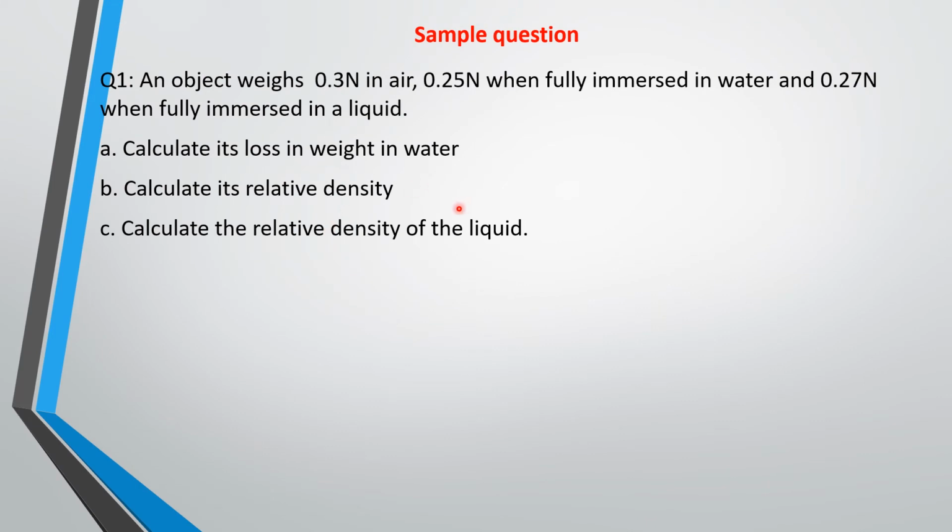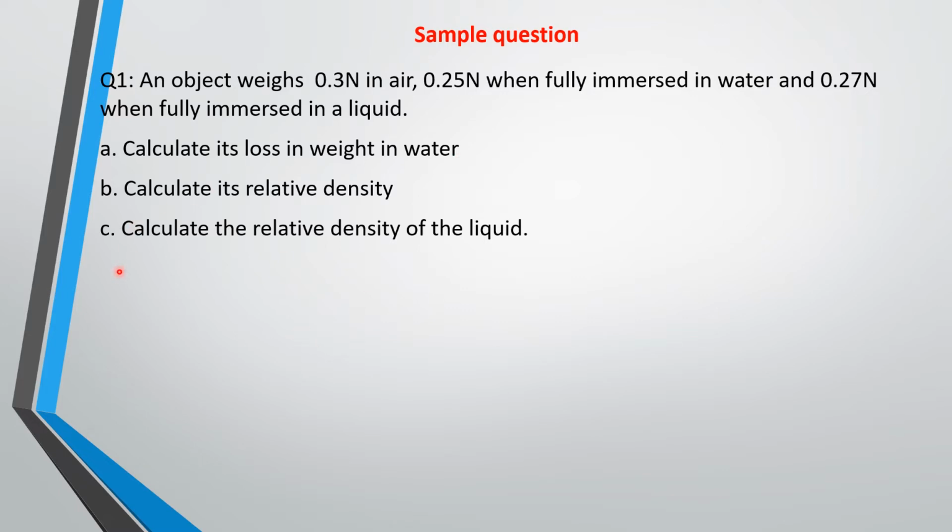Okay, so this is a question that we need to look at and then solve. The question says that an object weighs 0.3 Newton in air, 0.25 Newton when fully immersed in water, and 0.27 Newton when fully immersed in a liquid. Calculate its loss in weight in water, calculate its relative density, then calculate the relative density of the liquid. So here you are asked to calculate the relative density of the solid and of the object, and also the relative density of the liquid, and then the loss in weight when it is immersed in water.